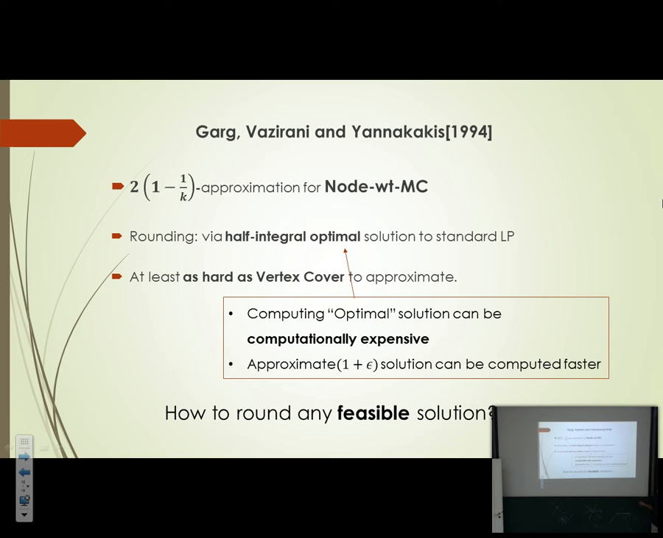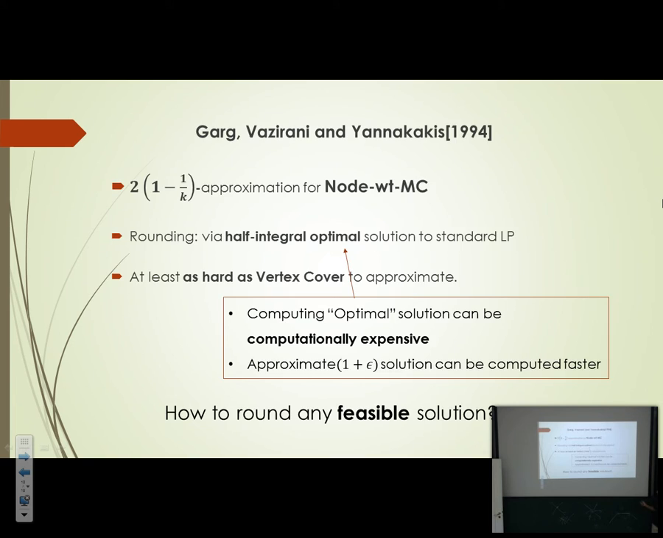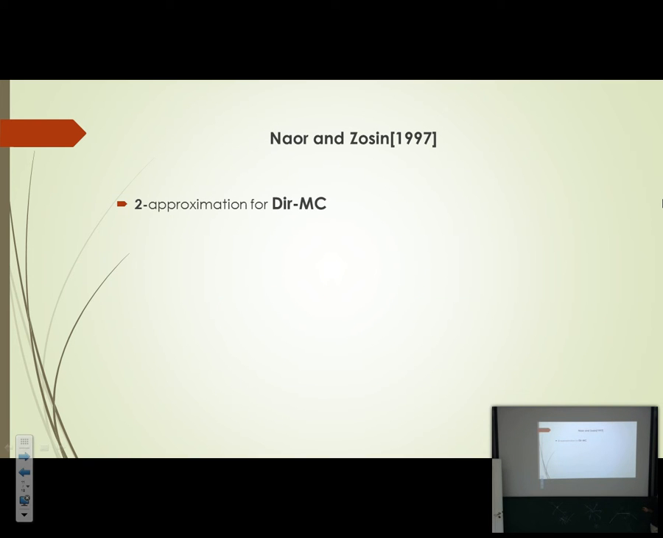Okay, so we also give one rounding scheme for this. The case of directed is more involved. In '97, Naor and Zosin gave a 2 approximation for the directed multiway cut case.